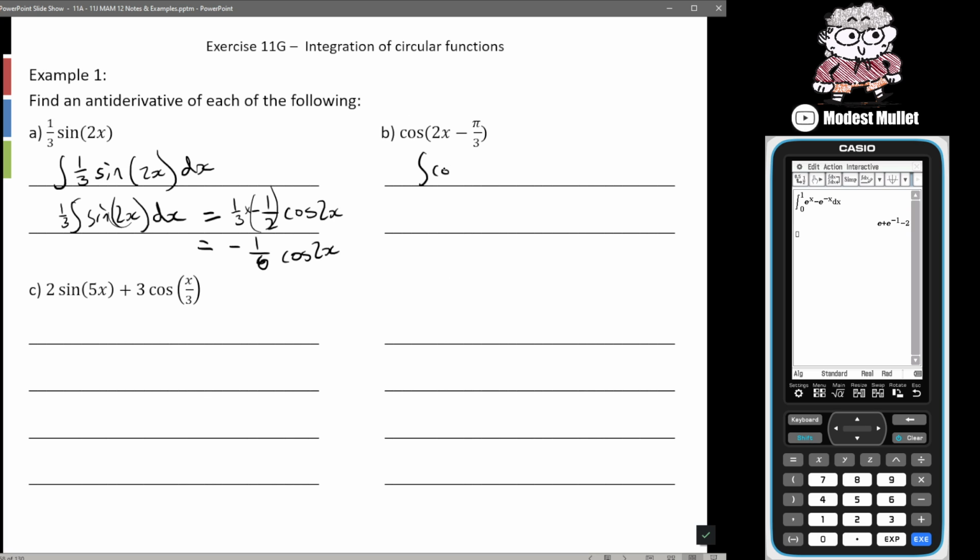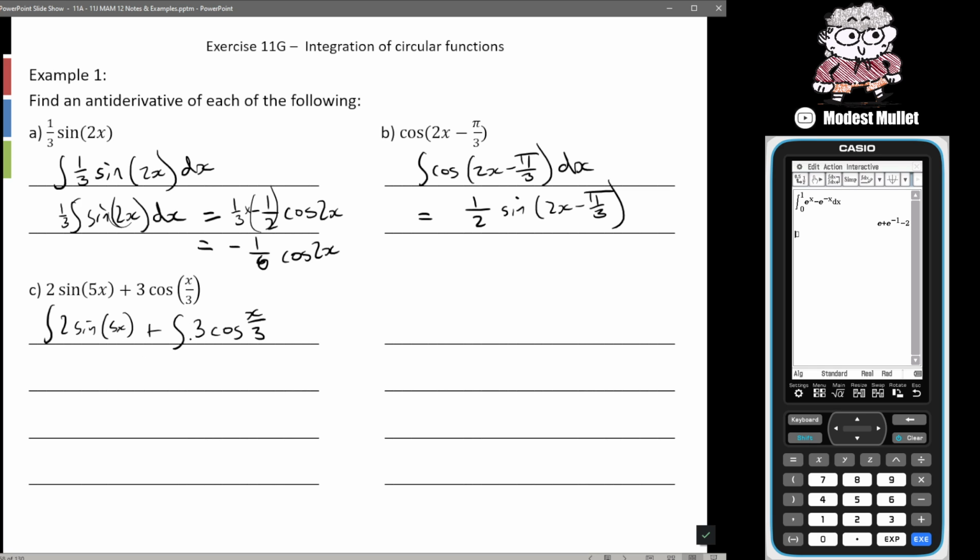The antiderivative of cos of 2x minus pi on 3 is just going to be equal to 1 on our k value, which in this case happens to be 2 again, so we get 1 on 2 sine of 2x minus pi on 3. That's pretty straightforward. Let's have a look at this last one. We can see we've got a plus term in here, so we could simplify this into the antiderivative of 2 sine 5x plus the antiderivative of 3 cos of x on 3.